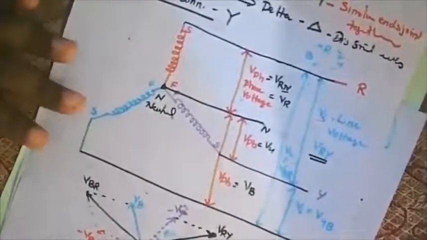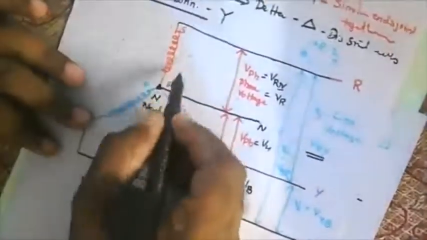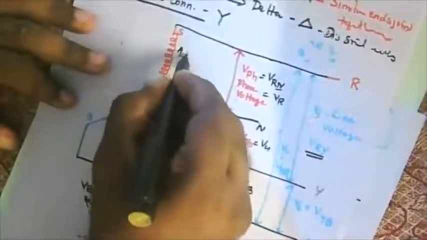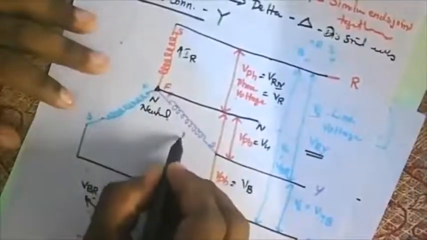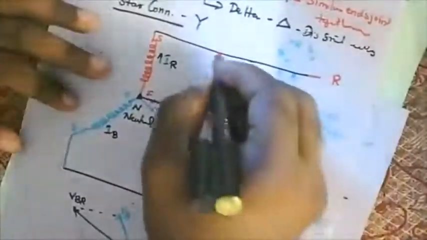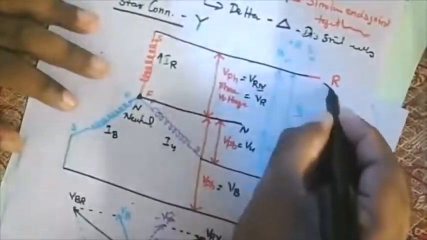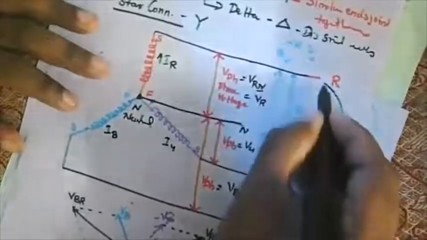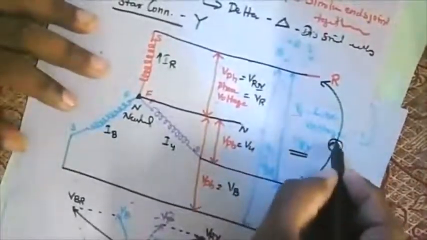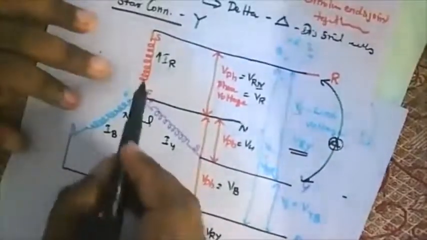Look here. What will be the current flowing in this one? This will be IR, here there is IY, and here there is IB. So if I measure the current here using an ammeter, then what will be the case?